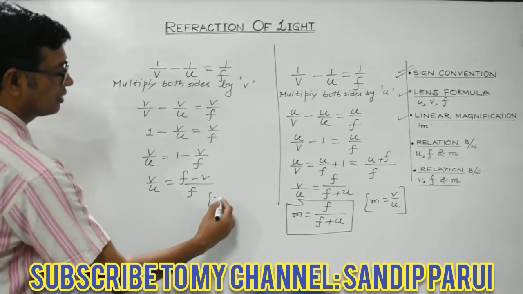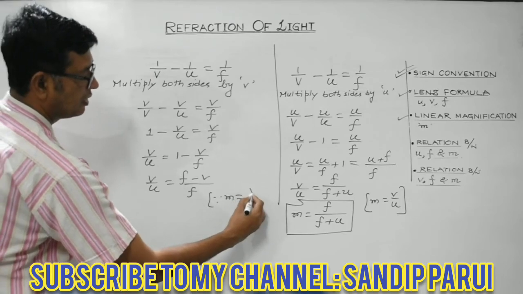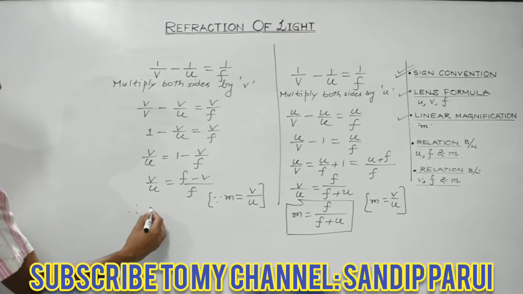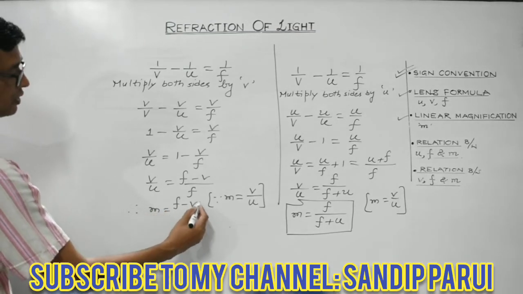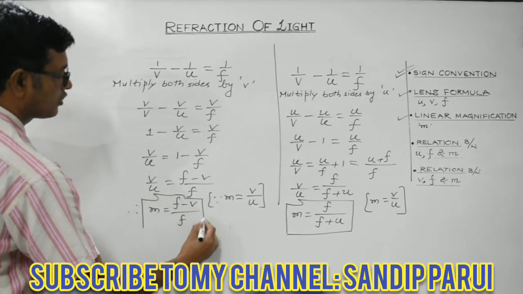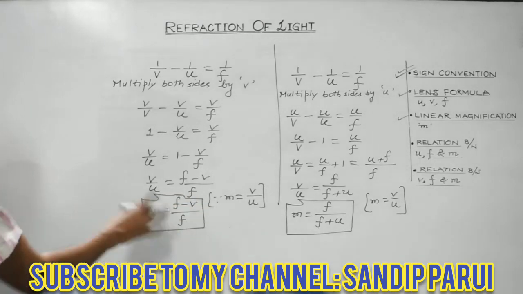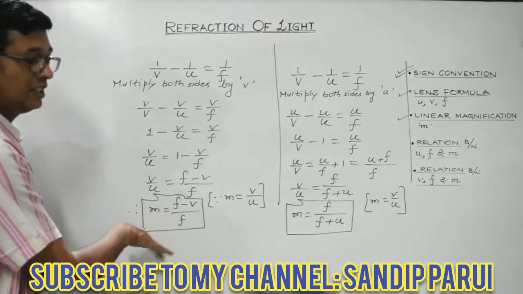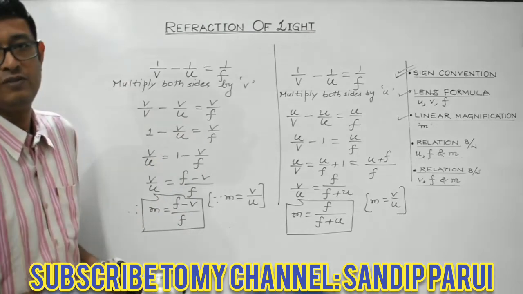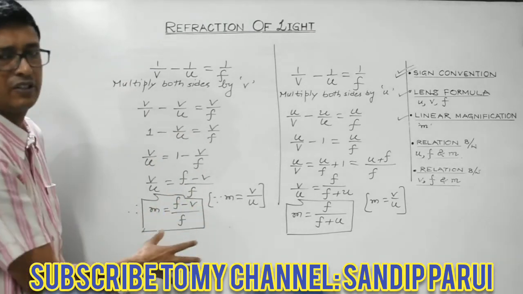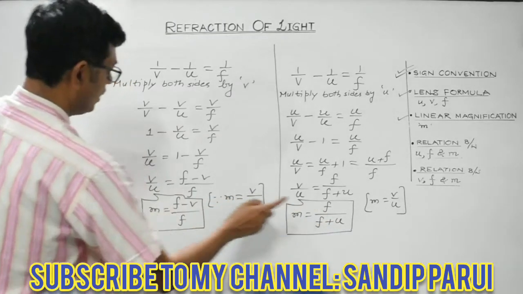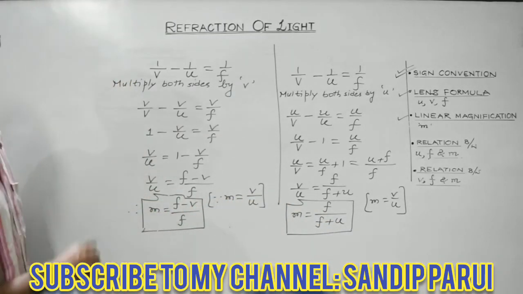Now since, again, linear magnification in the case of lens is given by v by u, therefore m would be equal to f minus v divided by f. So this is the relationship between m, v and f. So this formula eliminates the requirement for finding the value of u. So this is again a very, very important shortcut formula, right? So that's the relationship between m, f and u, and there's a relationship between m, f and v.